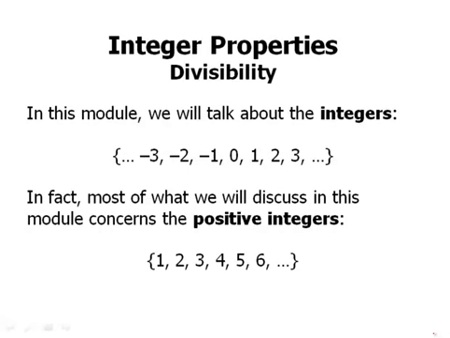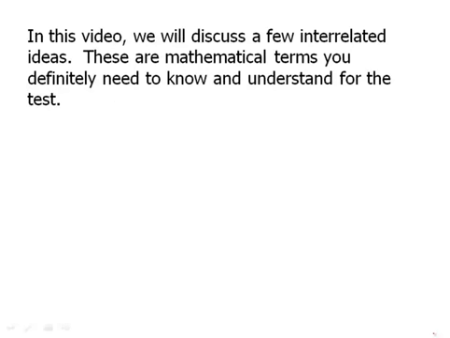The positive integers are the ordinary counting numbers, 1, 2, 3, 4, 5, 6, etc., going on forever. In this video, we're going to discuss a few interrelated ideas. These are mathematical terms you definitely need to know and understand for the test. The test will use these terms. And here are the three terms: factor, divisor, and divisible, and of course divisibility.